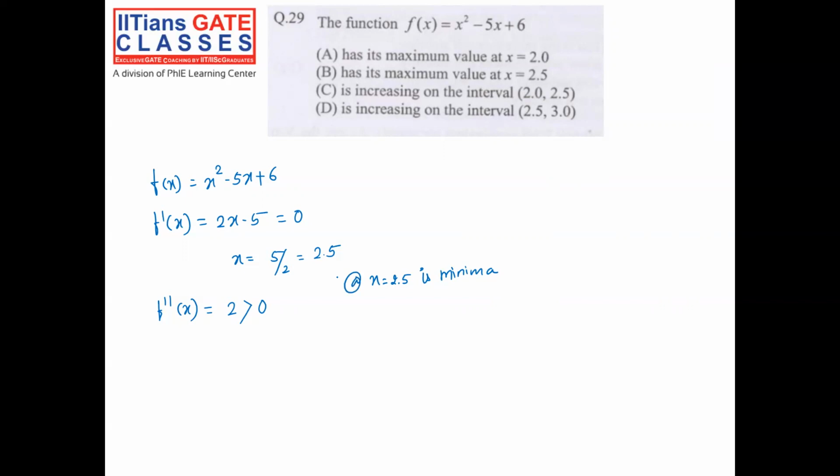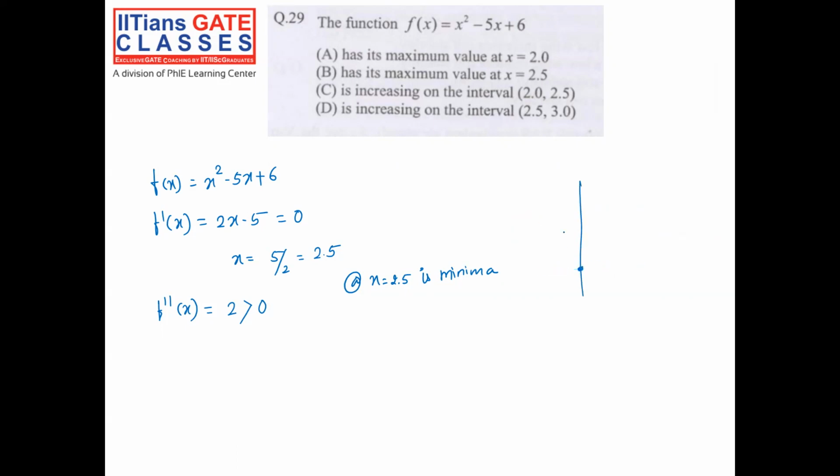So out of this, which option is correct? The first option is for x is equal to 2, so we have to ignore it. The second option is maximum value at 2.5, which is again wrong. Options C and D are related to some range from 2 to 2.5 and 2.5 to 3. Looking into these two options, we can clearly say that we are getting minima value at 2.5.